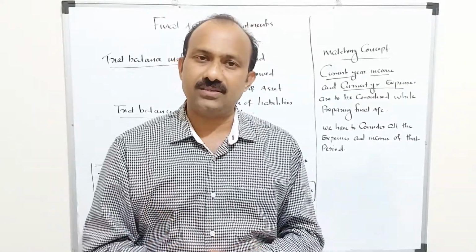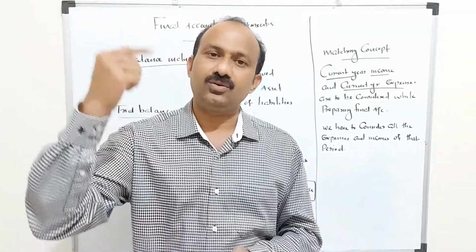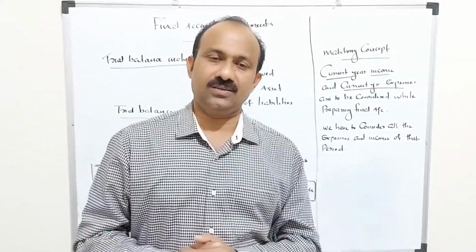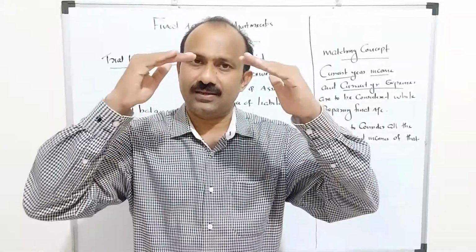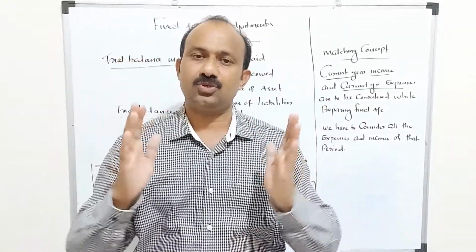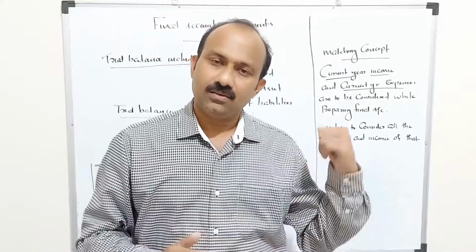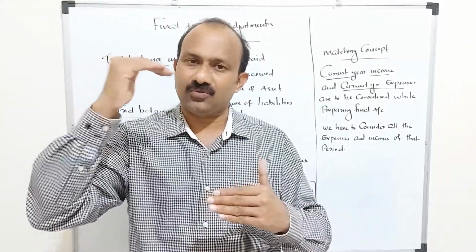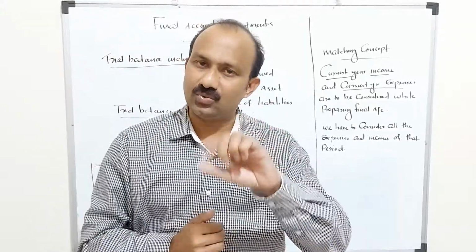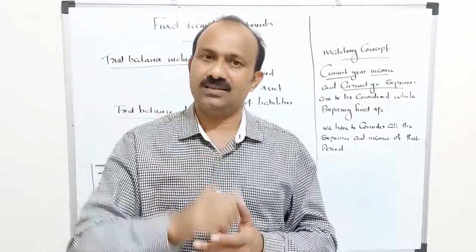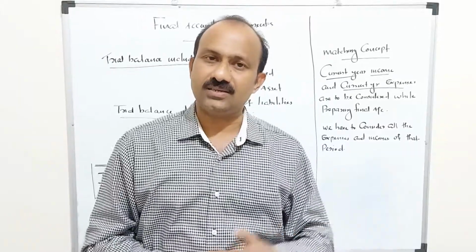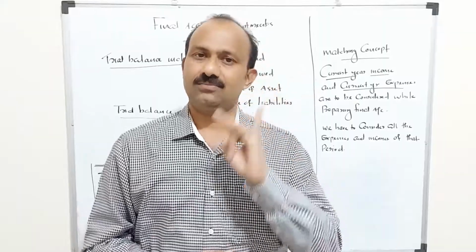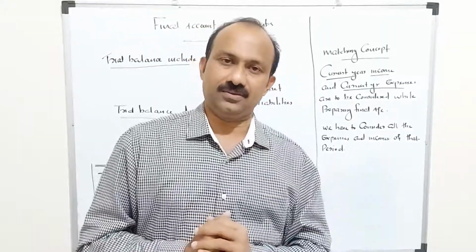More clearly, we can say that this year's income we cannot show in the next year. This year's expense we cannot show in the next year. So matching should be there. Current year income and current year expenses should be matched here. That means whenever you are preparing the financial statement of a business, you have to consider these items also. These items mean outstanding income and expenses, prepaid items, anticipated items.